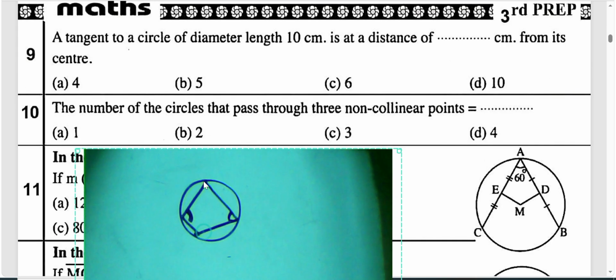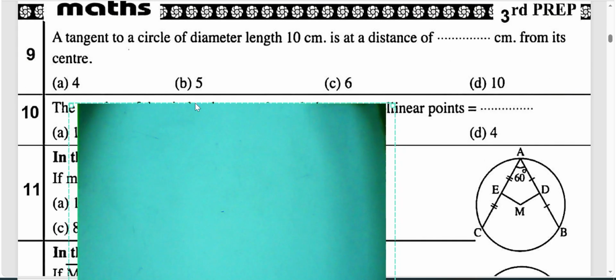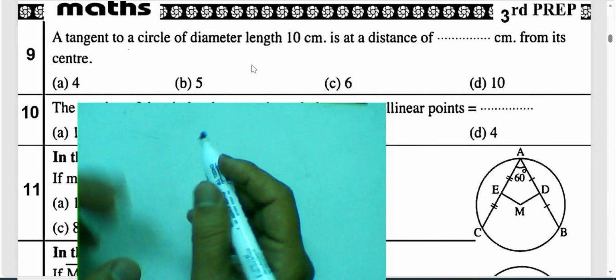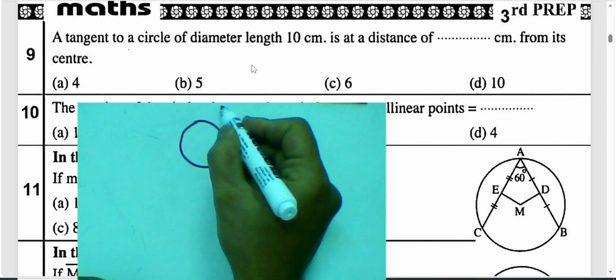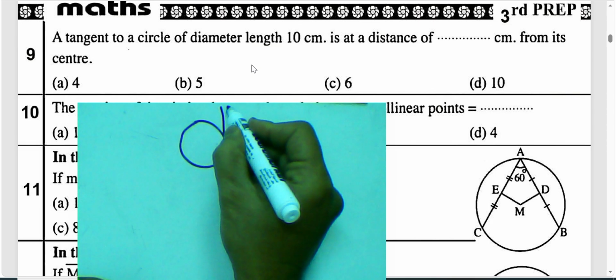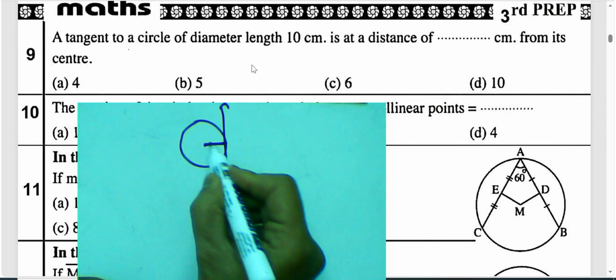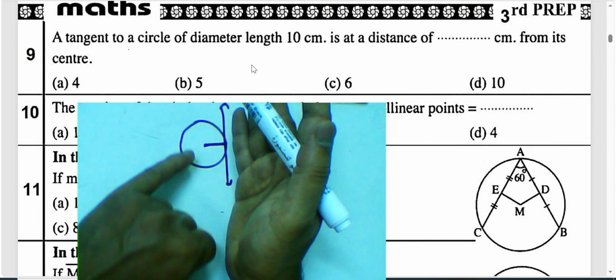Next question here, number 9. A tangent to a circle of diameter 10 centimeters is at a distance of how many centimeters from its center? He asked about the tangent like this. We have a tangent to the circle, this tangent, and we have the center. He asked about the distance between the tangent and the center of the circle.